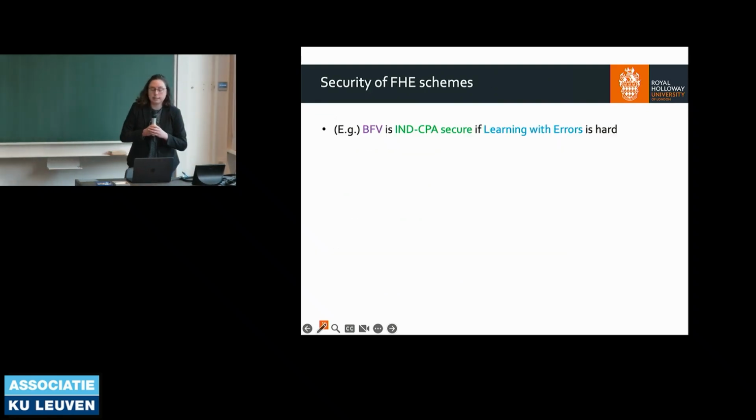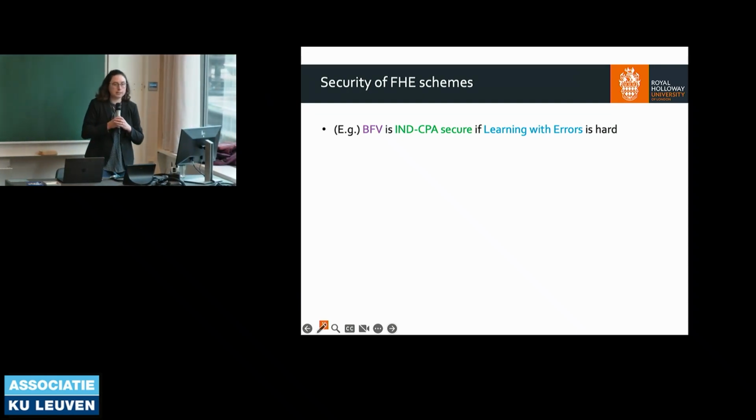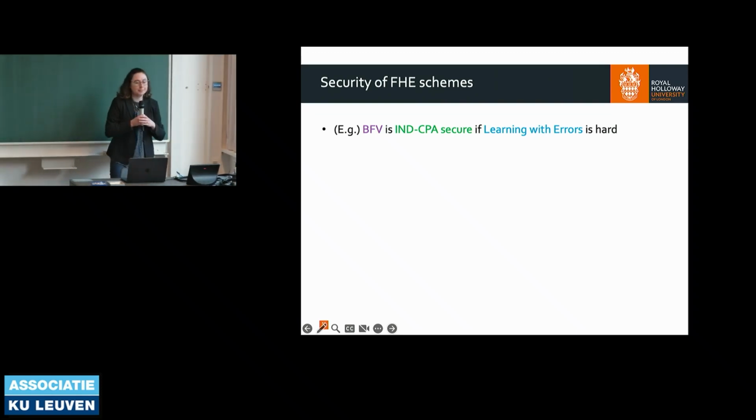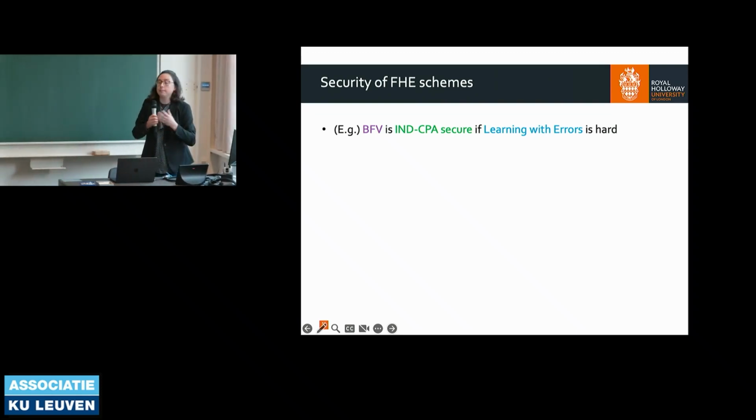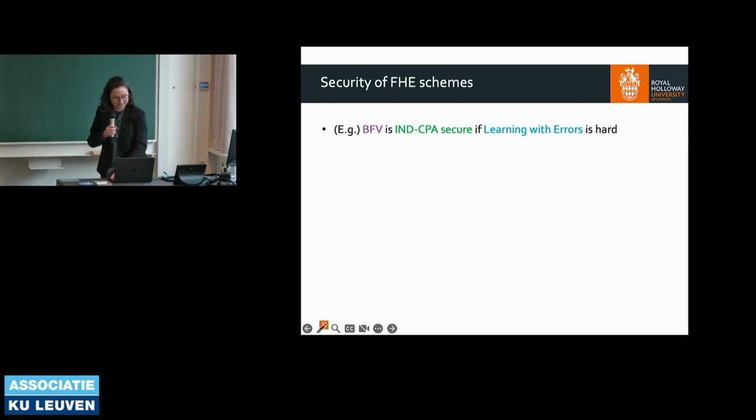Okay, so I hinted that FHE schemes were based on lattices. Let me make a more explicit statement. Insert your favorite FHE scheme in purple, so e.g. the BFV scheme is a widely used one. And BFV is IND-CPA secure if learning with errors is hard. So hopefully these words are meaningful to you.